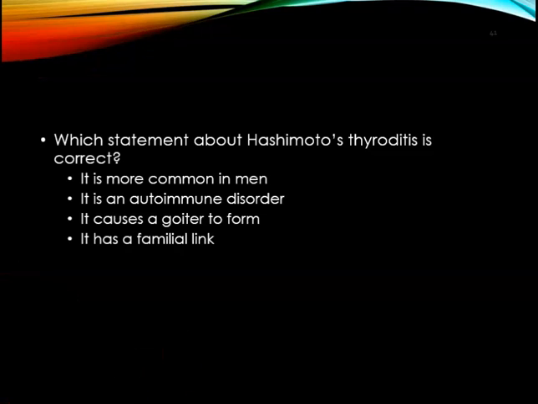Which statement about Hashimoto's thyroiditis is correct? So this one, I should add select all that apply to this, because the only one that is not correct is the first one. All the other three answers are correct. So it is an autoimmune disorder, it can cause a goiter, and it does have a familial link.